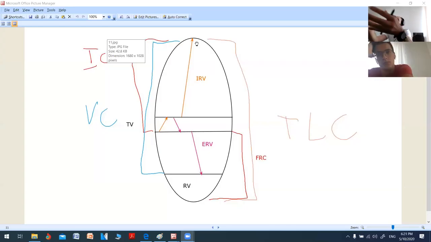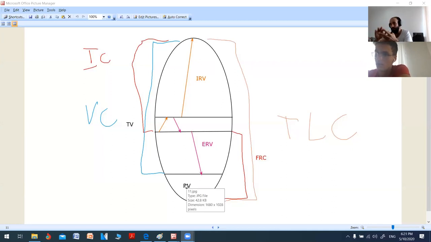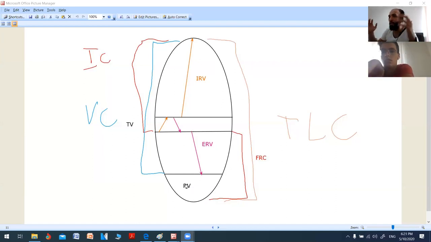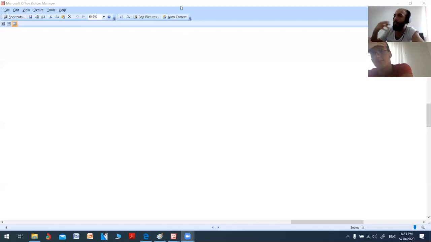Fine. You also have to know some values. For example, the residual volume is like 1 liter to 2 liters. And with age, when you get older, the residual volume will increase, the vital capacity will decrease, and the inspiratory capacity will decrease. You also have to know FRC modifications, for example, man has more FRC than woman and something like that. Of course.